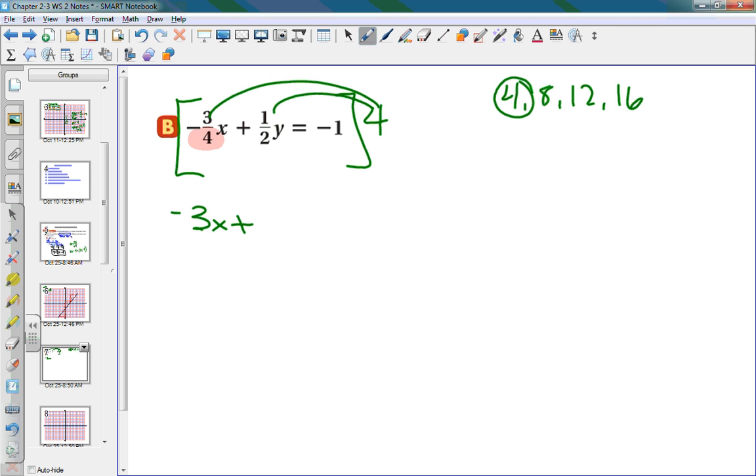4 divided by 2 is 2, drop down the 1y. 4 times -1 gives me -4. Now I'm going to have -3x, 2 times 1 is 2y, is equal to -4.